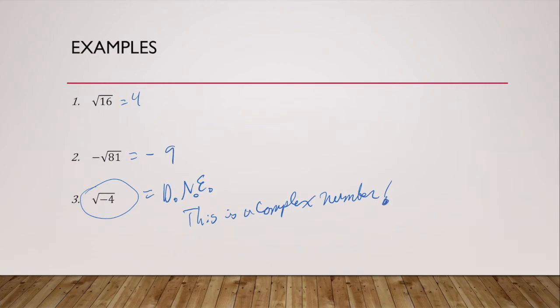At this point in time in this class, we're dealing with the real number line. So that means no negative square roots. That won't always be the case, but for now, no negative square roots.